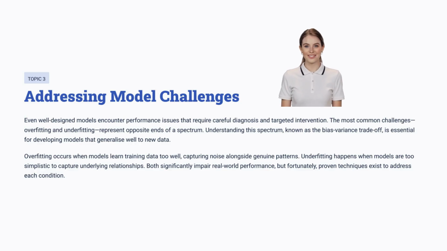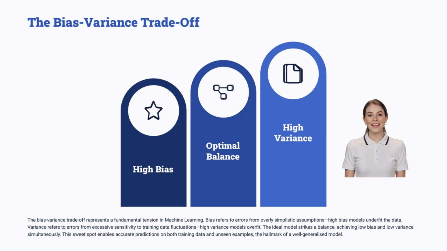Addressing model challenges involves tackling overfitting and underfitting, key aspects of the bias-variance trade-off. Overfitting captures noise, while underfitting misses patterns. Both hinder performance. Techniques like cross-validation, regularization, and model complexity adjustments help mitigate these issues, ensuring models generalize effectively to new data. The bias-variance trade-off is crucial in machine learning.